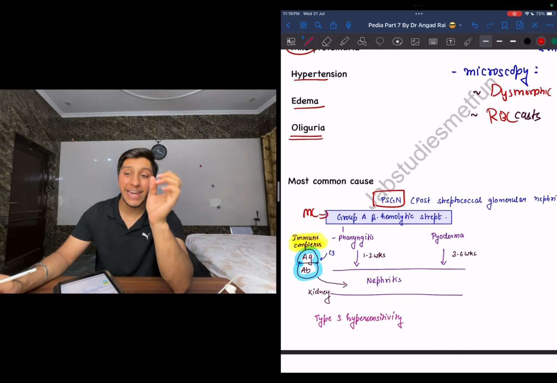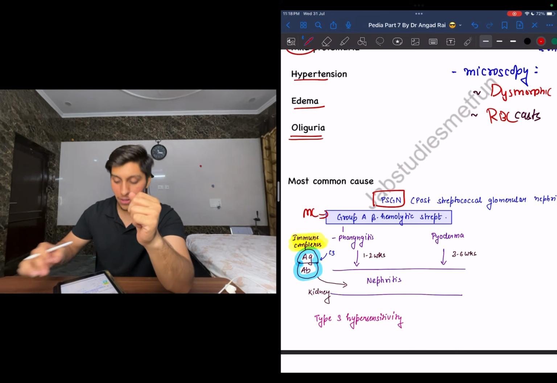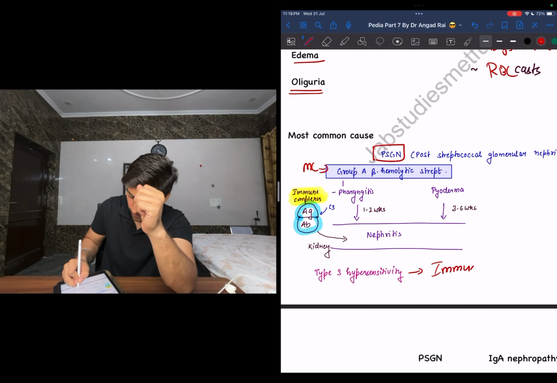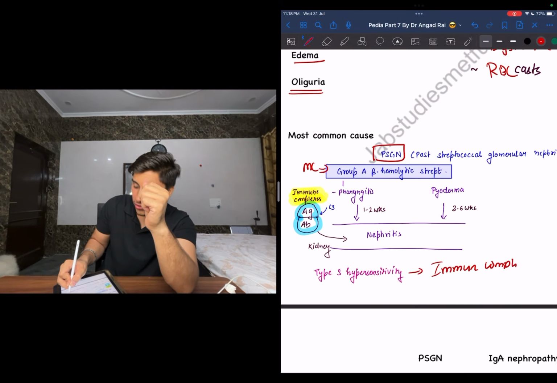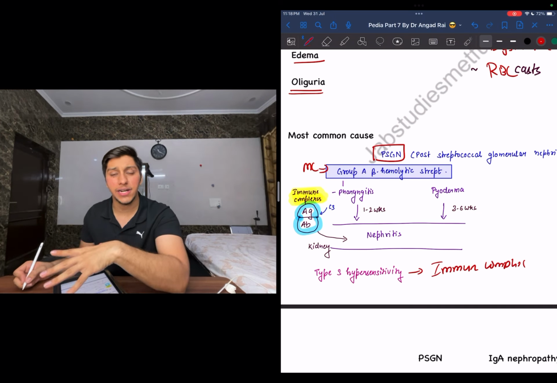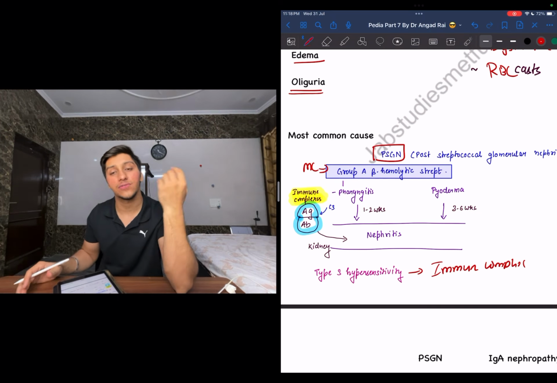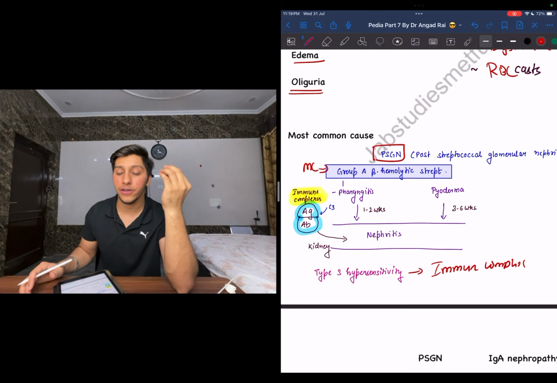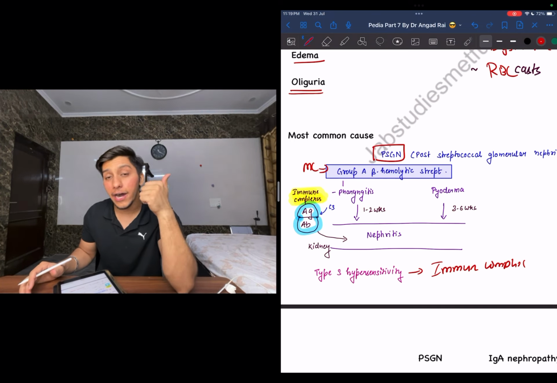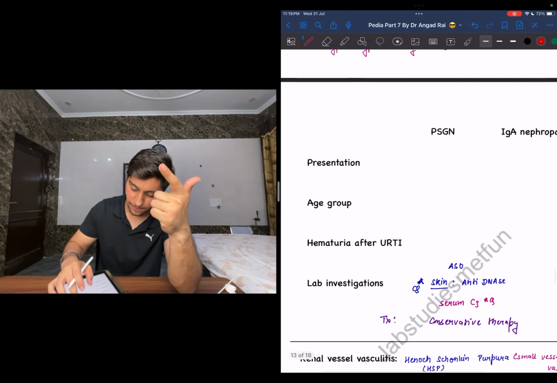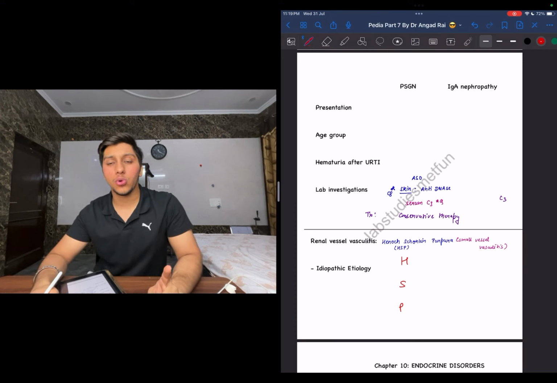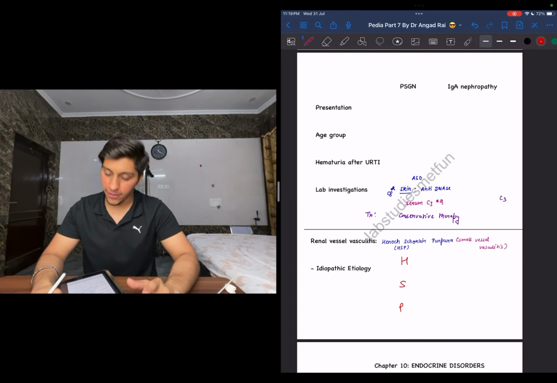This is a type 3 hypersensitivity reaction. Type 3 hypersensitivity reaction means it is immune complex mediated. These immune complexes get gathered in the kidney, and that is why there is rupture, there is damage. That's why the hallmark is cola colored hematuria, and you will also find microscopically RBC casts and dysmorphic casts. So let us talk about the difference between post-streptococcal glomerulonephritis and IgA nephropathy.